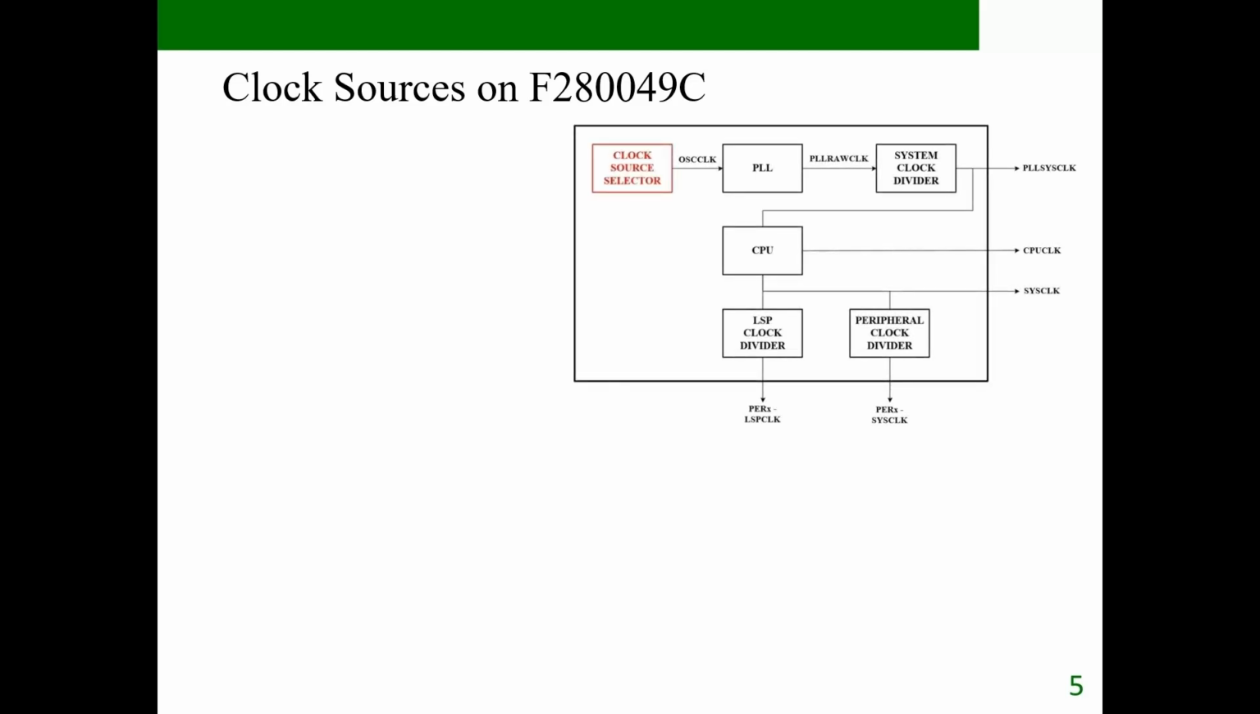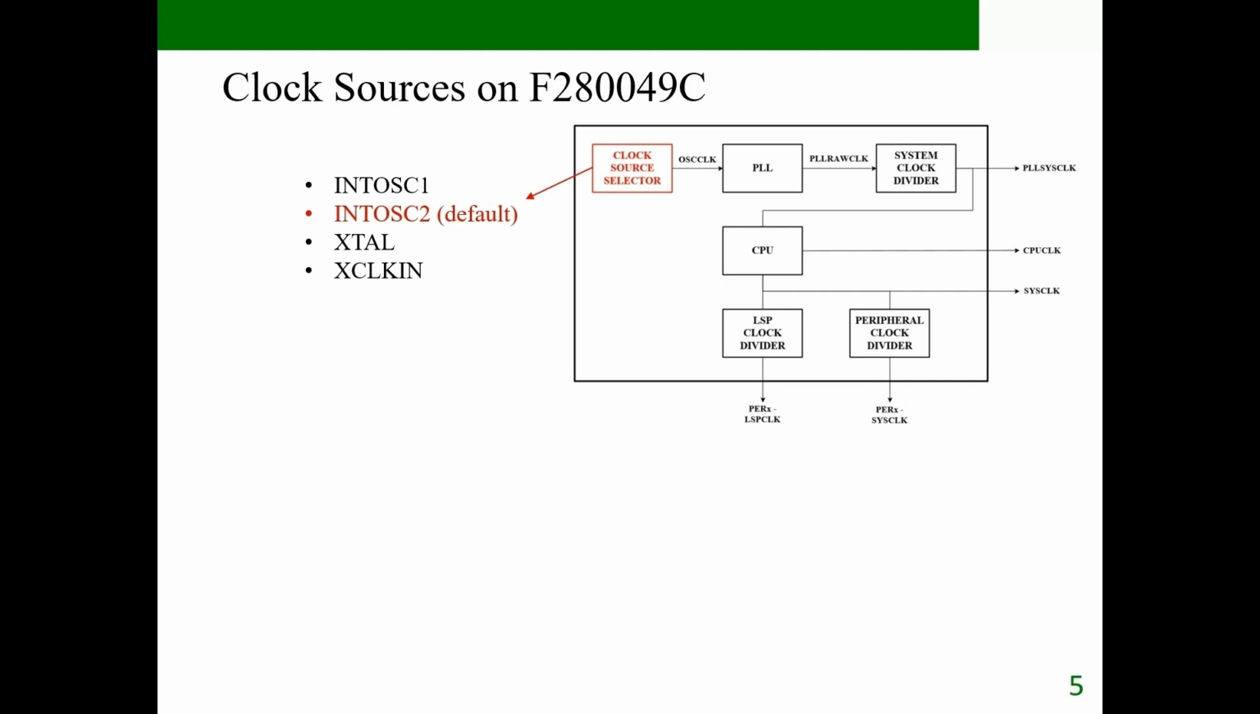Let's begin by looking at the clock sources available in the F280049C device. Before we configure the PLL or talk about distribution, it's important to know what raw clock signals the microcontroller can use. The F280049C supports four main clock sources: internal oscillator 1, internal oscillator 2, which is default by the device, external crystal oscillator, and external clock input.